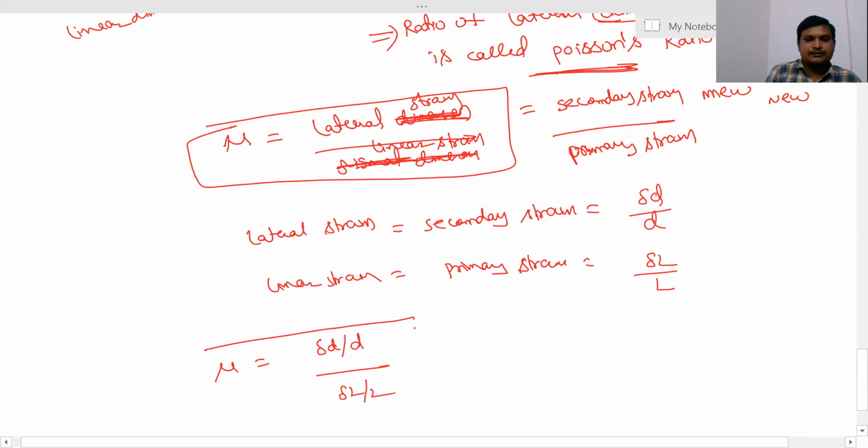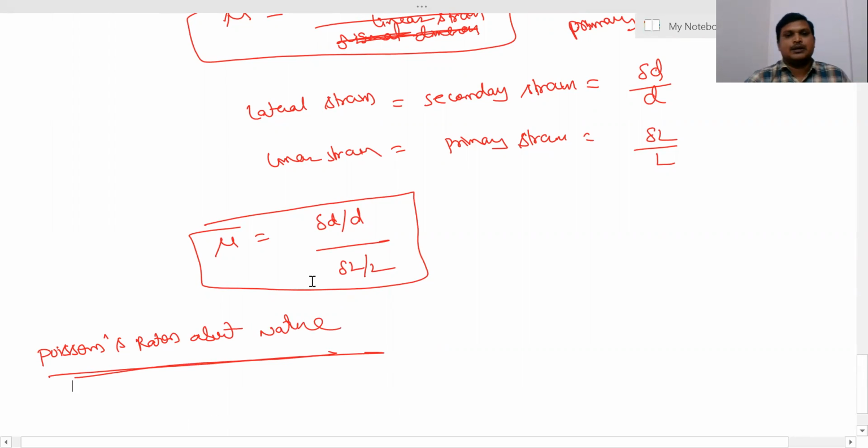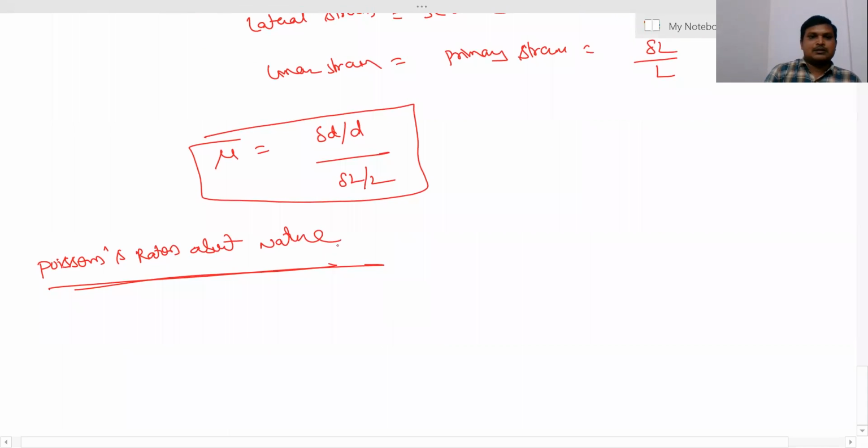Is it clear? This is our Poisson's ratio. Now, Poisson's ratio, about its nature. So how many natures? Positive or negative? I will explain. I'm talking about a sensor, I'm taking normal strain.